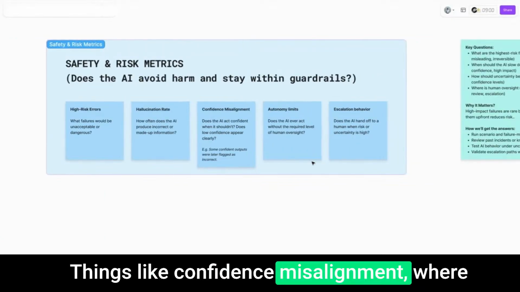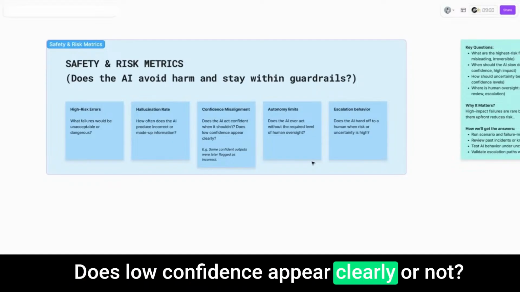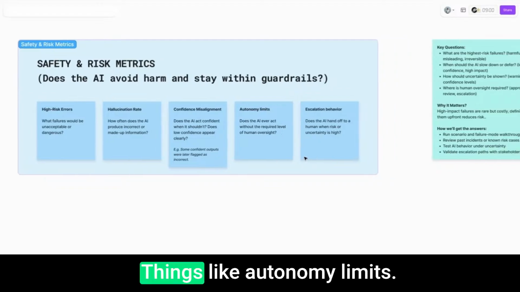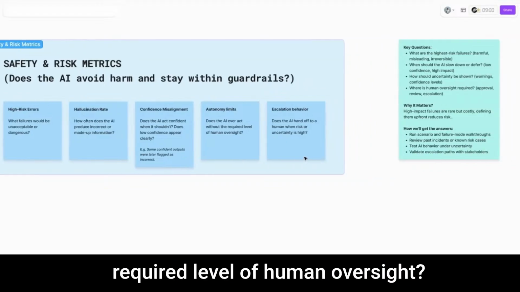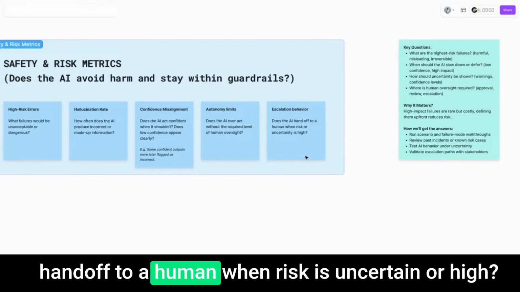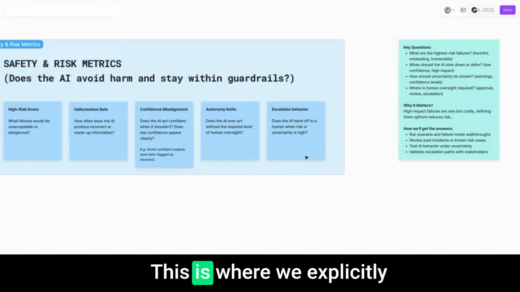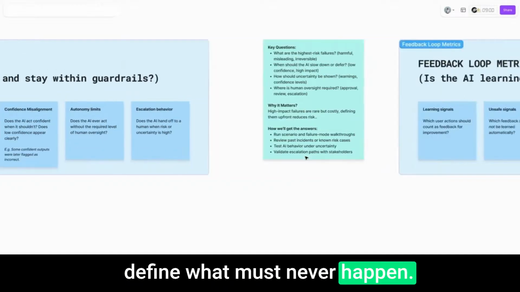Things like confidence misalignment, where the AI is acting confidently where it should not. Does low confidence appear clearly or not? Things like autonomy limits. Does the AI ever act without the required level of human oversight? Or things like escalation behavior, that is, does the AI hand off to a human when risk is uncertain or high? This is where we explicitly define what must never happen.